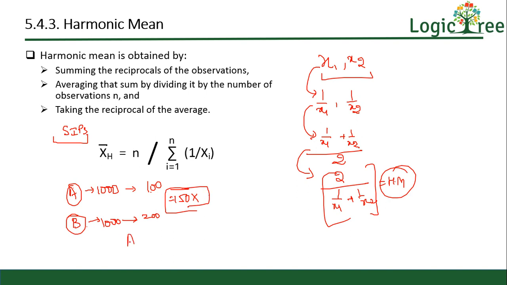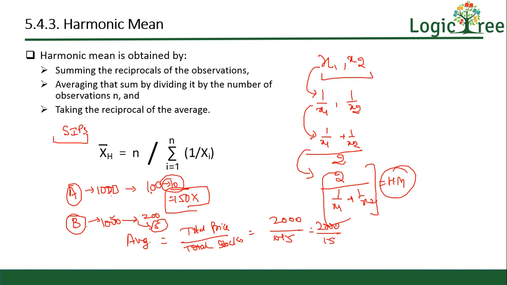Let's take. I want to take the average price. It would be total price paid divided by total stocks. Now the total purchase price is 1000 plus 1000, that will become 2000. And how many stocks of A I have bought? That is 10 stocks. For B I have bought 5 stocks. So total it will become 10 plus 5. So it will become 2000 upon 15.